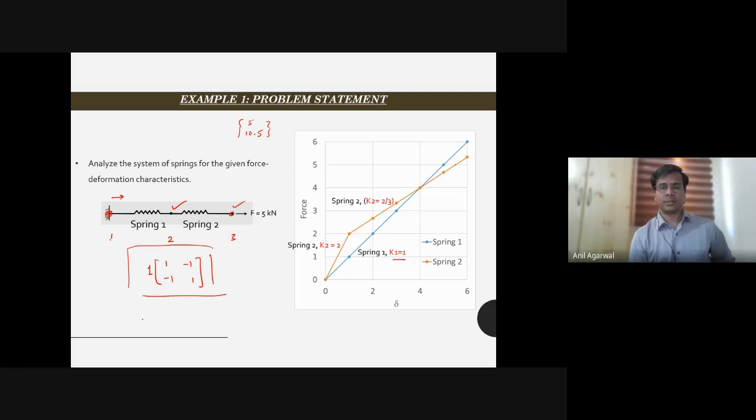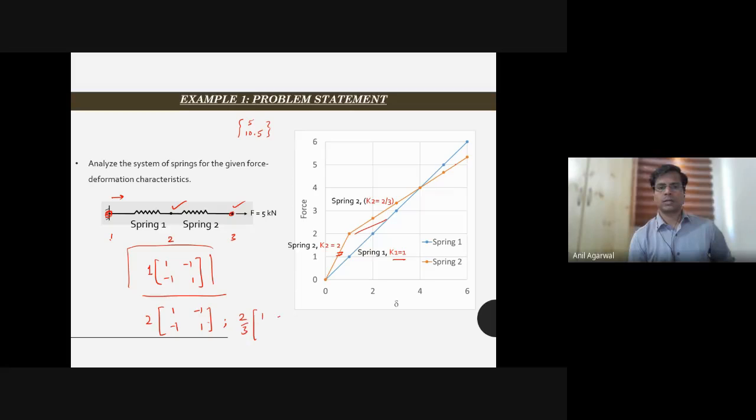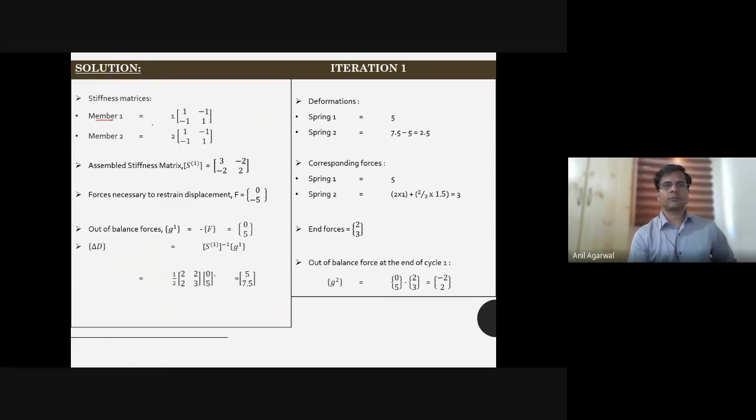For member 2, what is the stiffness matrix? In the beginning, K2 is 2, right? So 2 multiplied by 1, minus 1, minus 1, 1. Later on, when it is in this part, what is the stiffness matrix? 2/3 of 1, minus 1, minus 1, 1. Everybody agrees with this? This is called the spring 1 stiffness matrix. This is spring 2. So member 1 or spring 1 stiffness matrix, and member 2 spring stiffness matrix in the beginning.